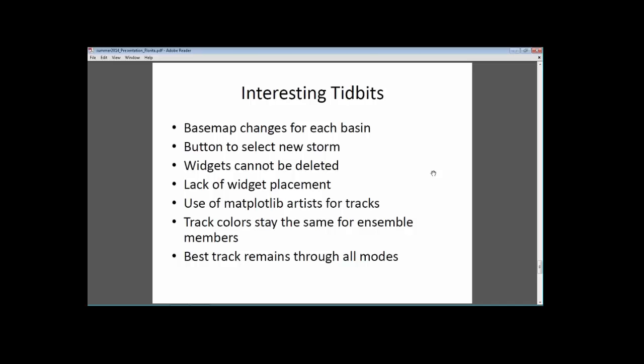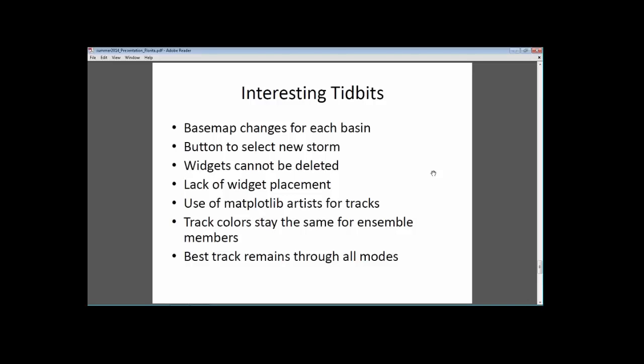Another thing: widgets cannot be deleted. Widgets are created in a widget area, controlled by a small X on the side, and you can make the widget invisible, but the little widget area is still there. So that was a little complicated, having the storm selector widget go away when the user was playing around with the models. Also, the lack of widget placement. As you saw, the buttons were on top of each other, which was a little awkward. I wanted them next to each other, but I could not find anything to move them around. You can put them in containers, but it just lists them. There's no way to say I want this one on the left side and this one on the right side, or not that I could find.